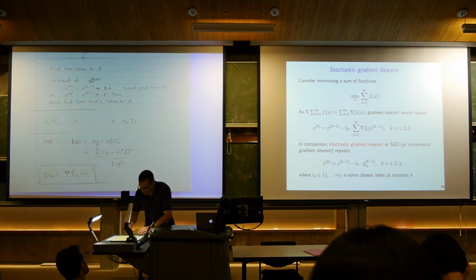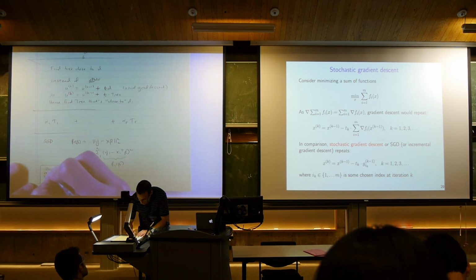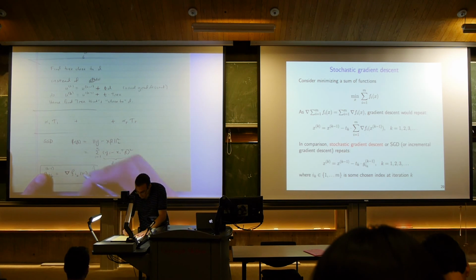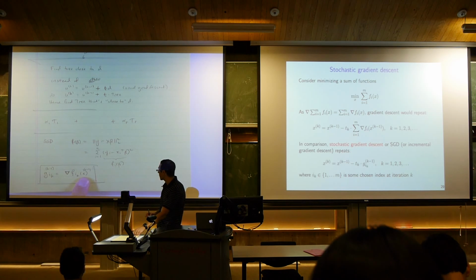Okay, so maybe I'll just be clear here. G_ik at step k minus 1 is the gradient of the i_kth function evaluated at x_{k-1}. Okay, evaluated at this point, x_{k-1}.